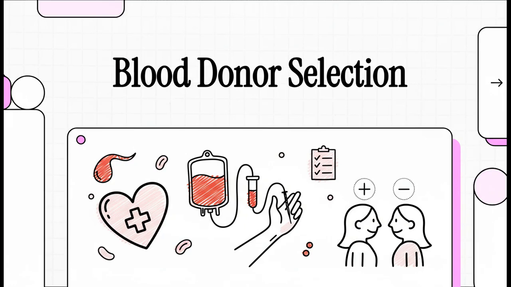Hey everyone, today we're jumping into a skill that you're absolutely going to use, blood donor selection. And look, this isn't just about memorizing a bunch of rules. It's really about clinical judgment. It's about protecting two people at once, the donor who's right in front of you and the patient who will eventually receive their blood. So let's get right into it.